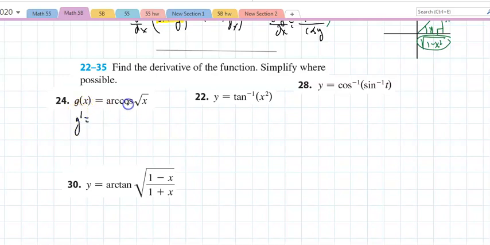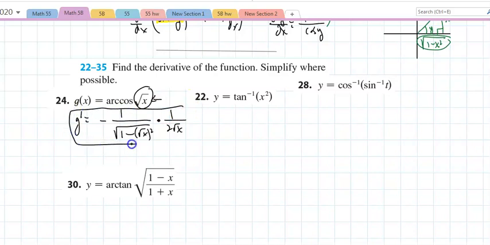What's g prime? Derivative of arc cosine is negative 1 over the square root of 1 minus the square of this. So if you square root of x, I'm writing that for your notes, by the chain rule times the derivative of square root, which is 1 over twice the square root of x. Now on a test, if I say take a derivative, do not simplify, there's the answer. And that's normally what I ask you to do on the test.